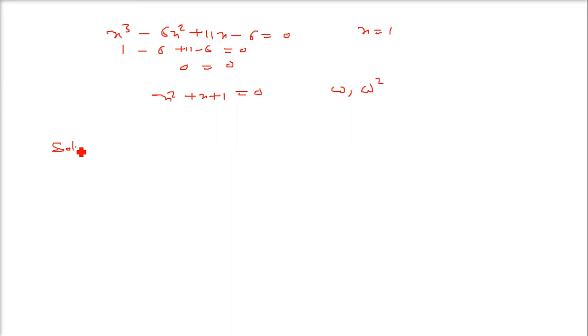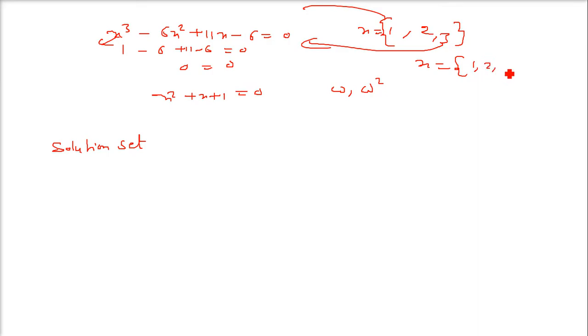So when we talk about the solution set, the set of all roots of an equation in a given domain is called the solution set of the equation. For example, if you take this, x equal to 1 also satisfies it, x equal to 2 also satisfies this equation, and then x equal to 3 also satisfies this equation. So the solution set is 1, 2, 3, because all of 1, 2, 3 satisfy this equation.